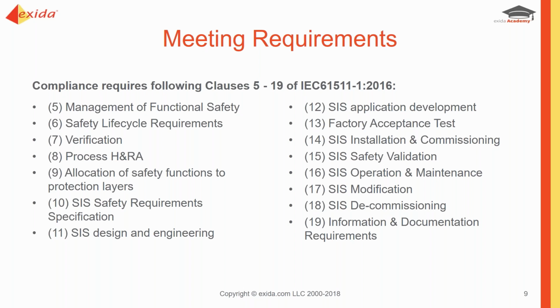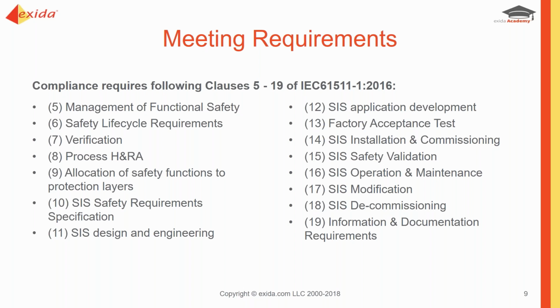Then clause 6 covers the life cycle requirements itself in terms of the 3 phases. Clause 7 talks about verification. How are we going to verify, and in other words, how are we going to test at each particular phase and each particular activity that we meet requirement. Clause 8 covers our process hazard and risk assessments and analysis. It's very important. We need to know what hazards we have present, because if we get this wrong, then we could end up with basically understating the risk.